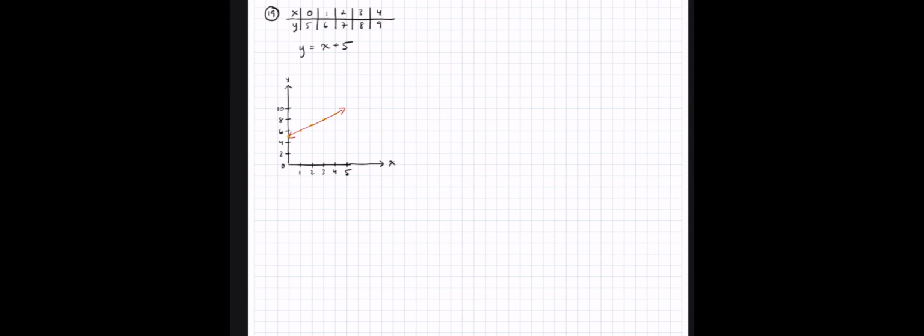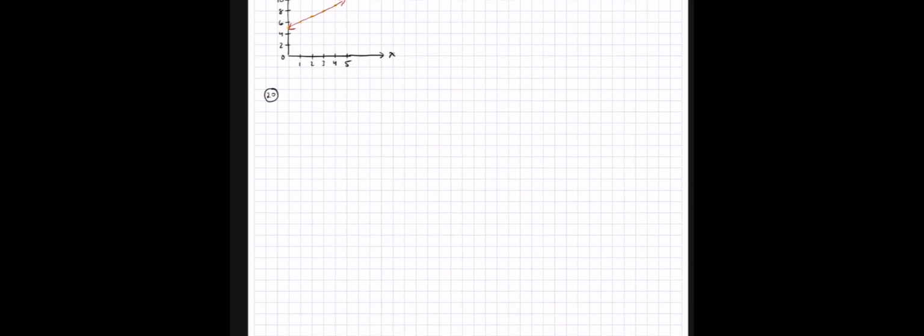Let's check 20. For 20, we need what? A table. We need space for a graph. I guess a little bit more space is good. For 20, we have 0, 2, 4, 6, 8. And then we have 0, 6, 12, 18, 24. So it looks like all the x's are being multiplied by 3, right? So y is equal to 3x.